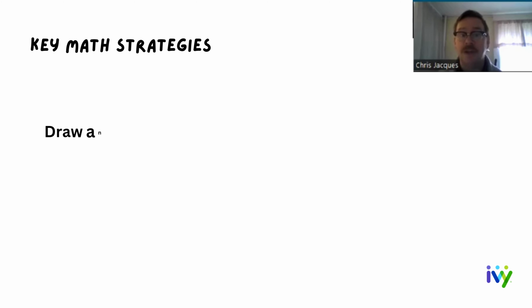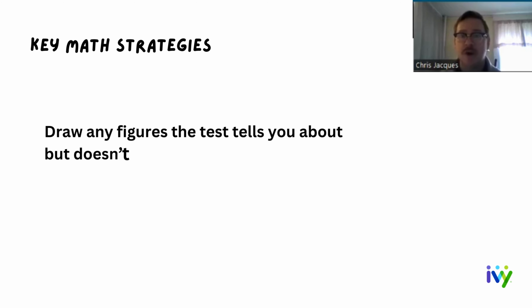Next, draw any figures that the test tells you about but doesn't give you. If they say that there's a square inside of a circle, draw a square inside of a circle. If they tell you that there's a goat tied to the corner of a rectangular building that sweeps out a circle with its leash, well, draw a rectangular building with a line off of it and sweeping out a circle. You'll get a lot of practice doing this, but basically, if they tell you about a figure that isn't there, you want to draw it.